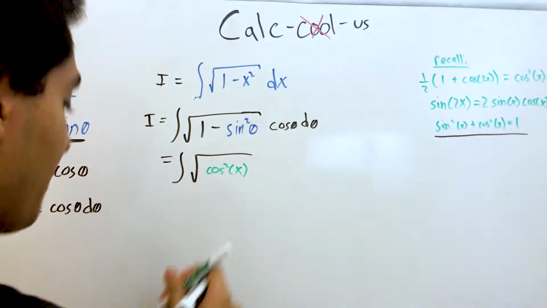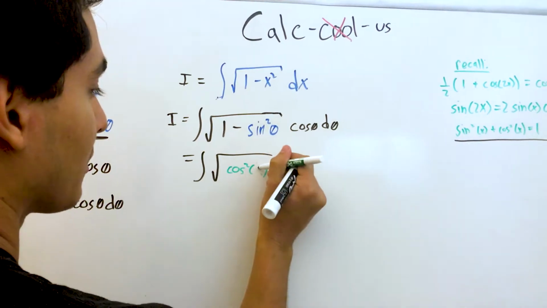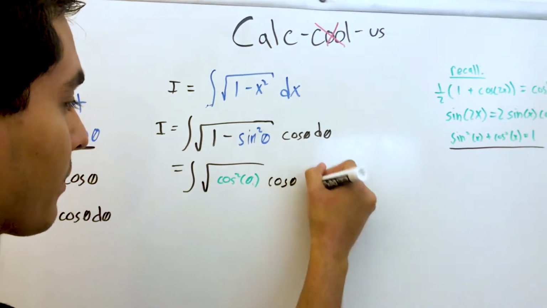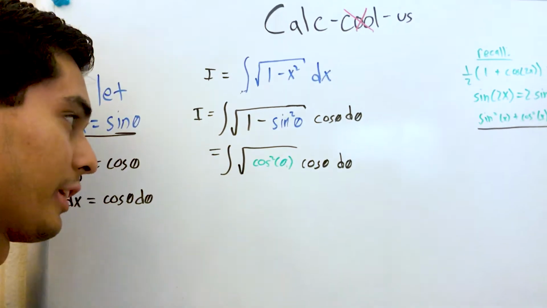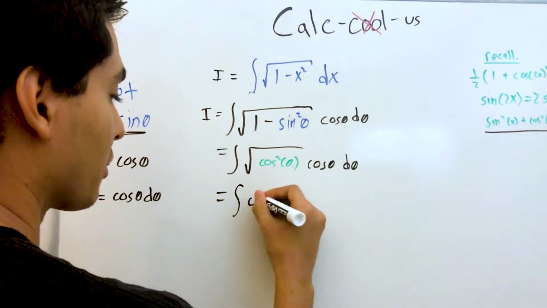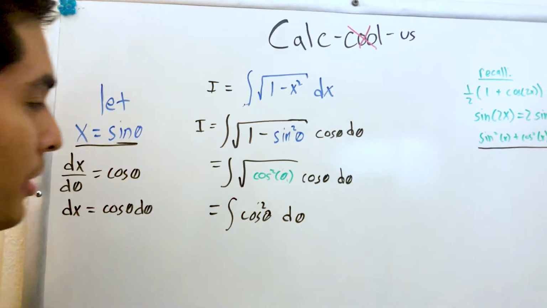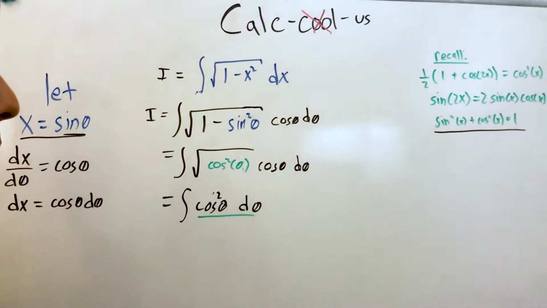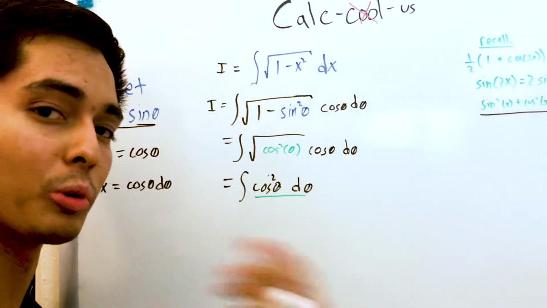Square root of cosine squared of theta, sorry, this is theta, times cosine of theta d theta. If I have a square root of a square, that cancels out to give me cosine theta, times another cosine theta, which is cosine squared theta. So the integral of cosine squared theta d theta. Perfect! Does this look familiar? We just did this problem using the double angle formula. But now we have it in terms of theta, so we're going to have to work with that later.